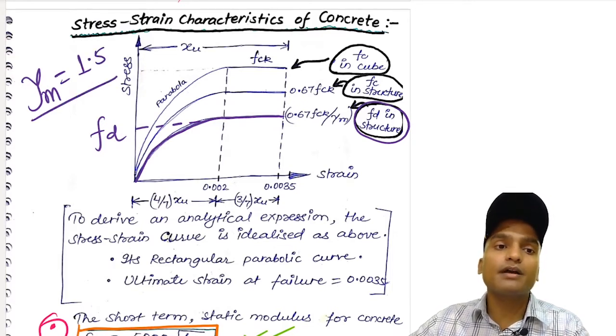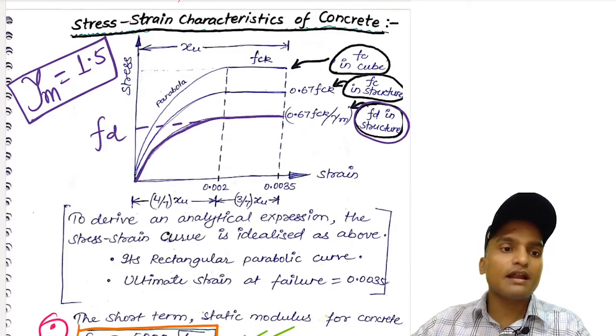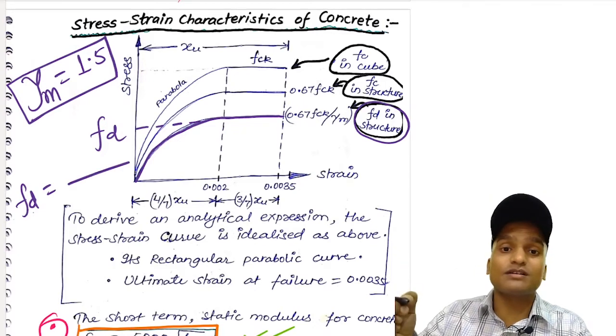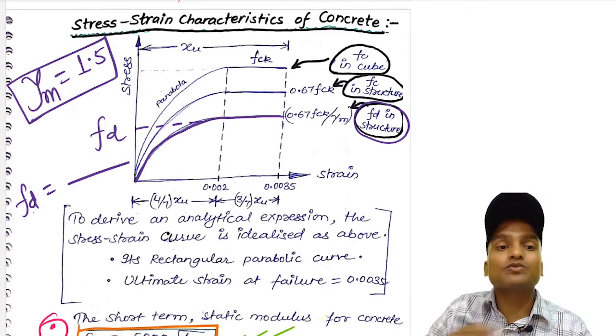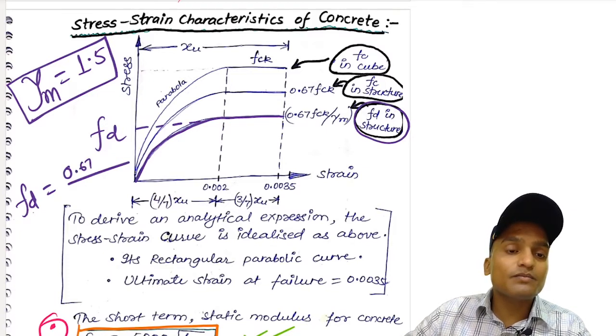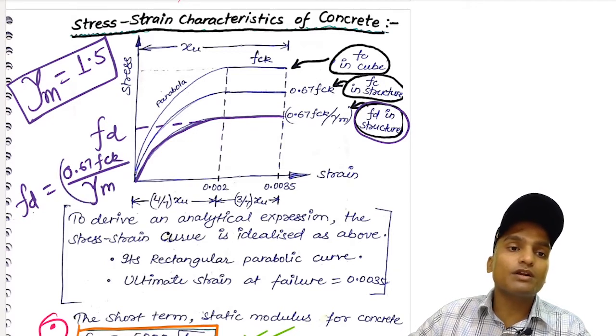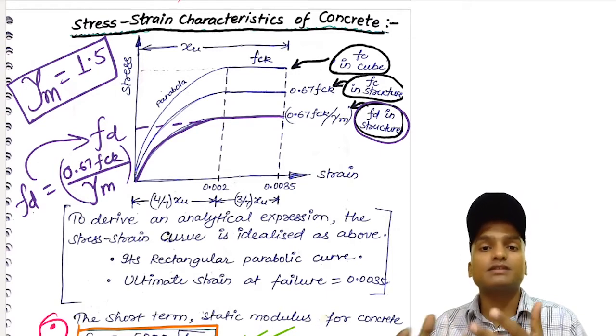Remember it. Gamma m for concrete is 1.5 and gamma m for steel is 1.15. So we can say that FD is equal to the characteristic strength in structure, not in the cube, because we are going to calculate design strength in structure. So we have to use the characteristic strength of a structure, which is equal to 0.67 FCK divided by gamma m, and gamma m we know is 1.5. Whatever value you obtain, you get here as FD. Okay, so this value of design strength is basically used.